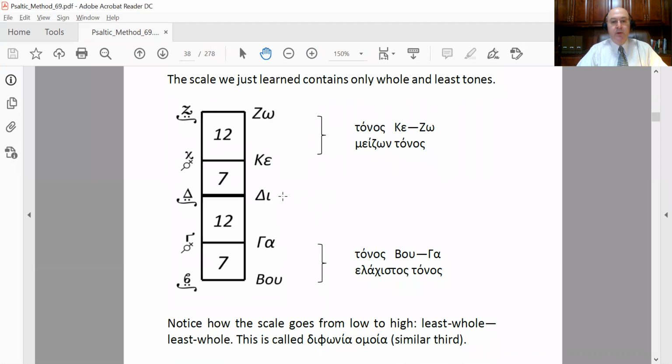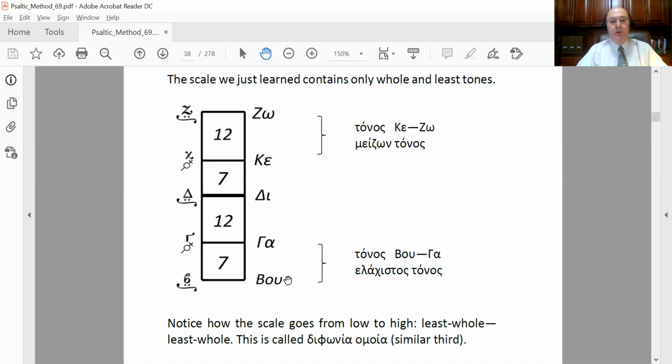And it goes: Thi, Ga, Di, Ke, Zo, Ke, Di. Okay, a couple of theoretical notes today.